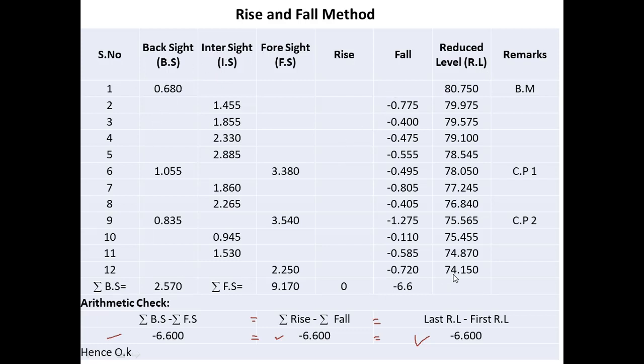If we are getting any difference among these values, first we have to check our table formation, that is the booking of the level. After that we have to check either the rise and fall or the height of instrument. If everything is correct, then we have to check the reduced level calculation. If even that is correct and we still get a difference in this arithmetic check, then we have to go to the field and take the readings once again. That is the proper solution for this.